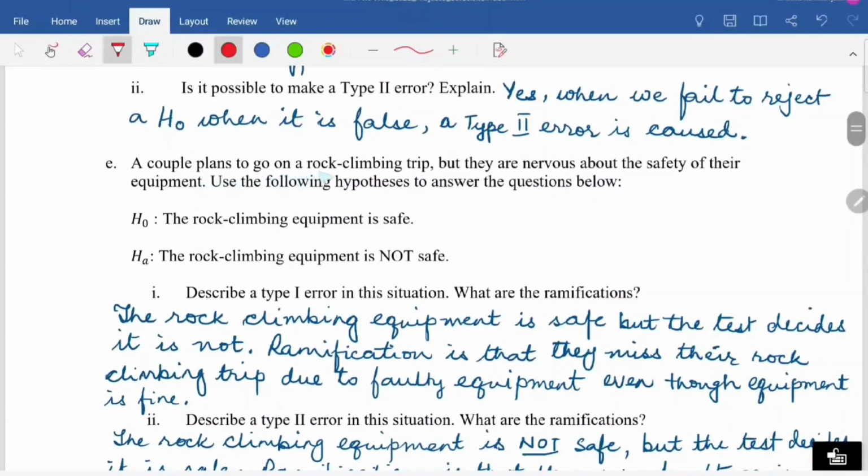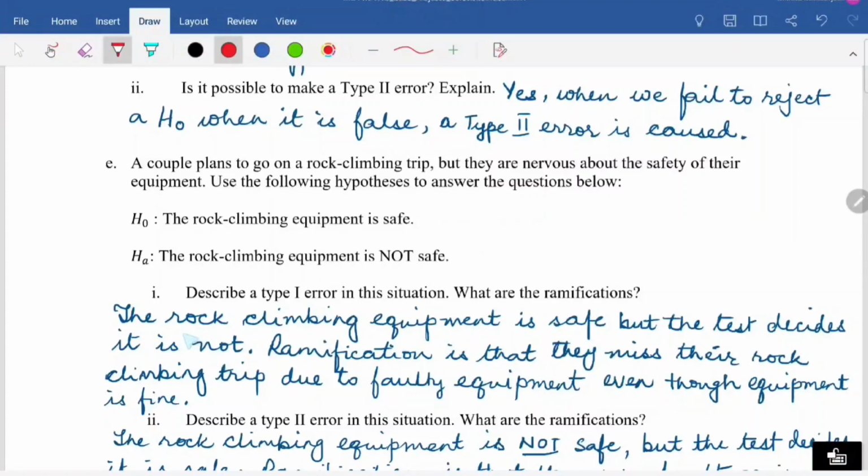Part E says a couple plans to go on a rock climbing trip, but they are nervous about the safety of their equipment. Use the following hypotheses to answer the questions below. The null hypothesis states the rock climbing equipment is safe, and the alternate hypothesis claims the rock climbing equipment is not safe. Describe a type 1 error in this situation. What are the ramifications? That is, what are the implications?